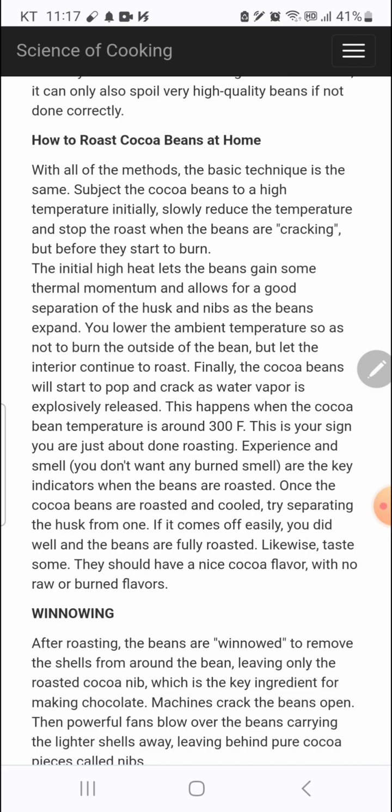So shelling means cracking. You lower the ambient temperature so as not to burn the outside of the bean, but let the interior continue to roast. Finally, the cocoa beans will start to pop and crack as water vapor is explosively released. This happens when the cocoa bean temperature is around 300 degrees Fahrenheit. This is your sign you are just about done roasting.